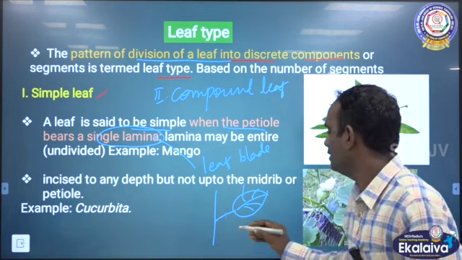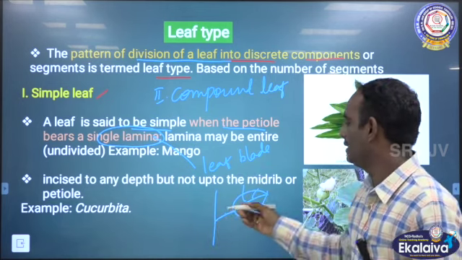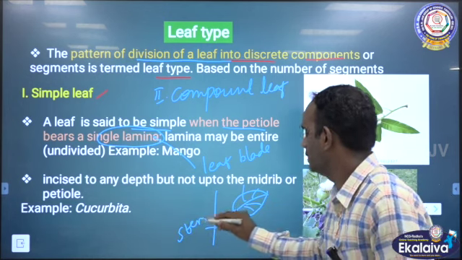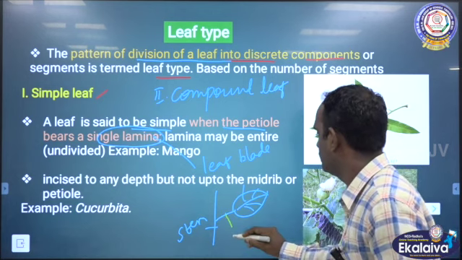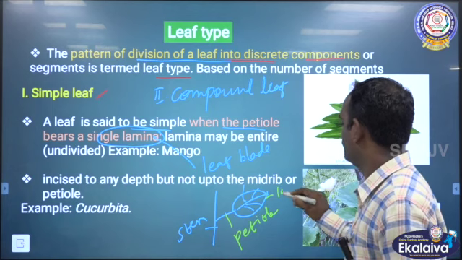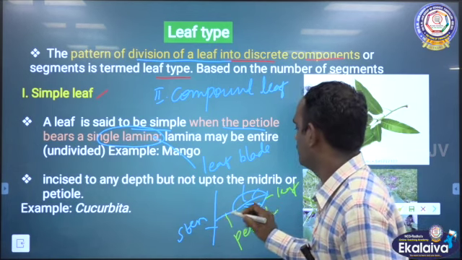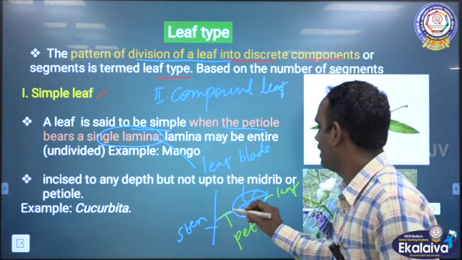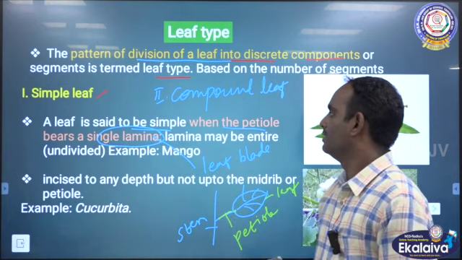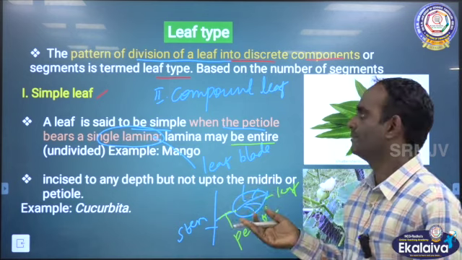It is seen in Mangifera, that is mango. Mango leaf is like this only. So, this is the stem and this part is said to be petiole and this is leaf. If a petiole bears a single leaf, then it is said to be a simple leaf. Okay. But the lamina may be entire, undivided.